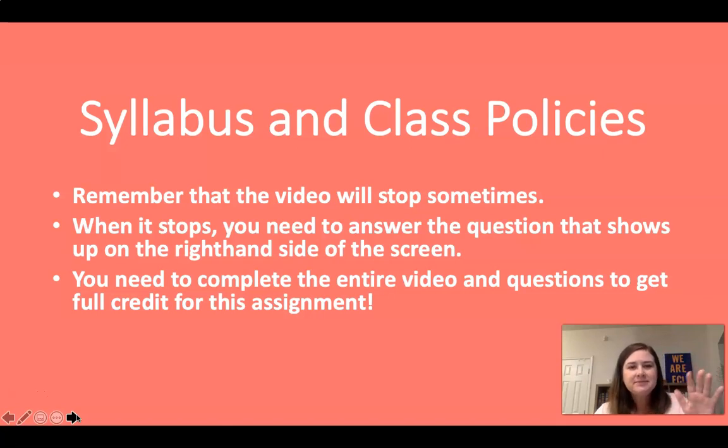Remember that as you're watching this, sometimes the video is going to stop on the right-hand side of the screen. Okay, right now this is my right hand, but I'm not sure. Anyway, whatever the right-hand side of the screen is for you. When it stops, you need to answer the question that shows up, and then you have to go through the entire video and the questions to get full credit for the assignment.